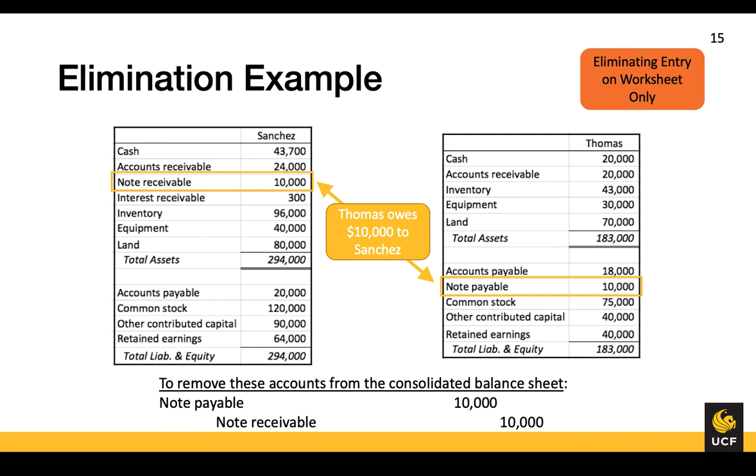This is an illustration of a simple eliminating entry. Here our two subsidiaries from before are doing business with each other. Thomas appears to have borrowed money from Sanchez and recorded it as a note payable. On their end, Sanchez has recorded the same transaction as a note receivable. When we prepare our consolidated financial statements, we will add these two balance sheets together, and then we will need to eliminate this transaction because the consolidated entity cannot loan money to itself. To do this, we will record an eliminating entry on our worksheet that debits note payable because a debit will get rid of a liability, and credits note receivable because a credit will get rid of an asset.